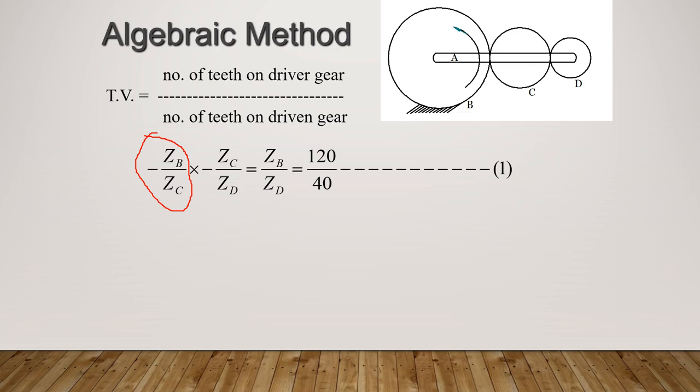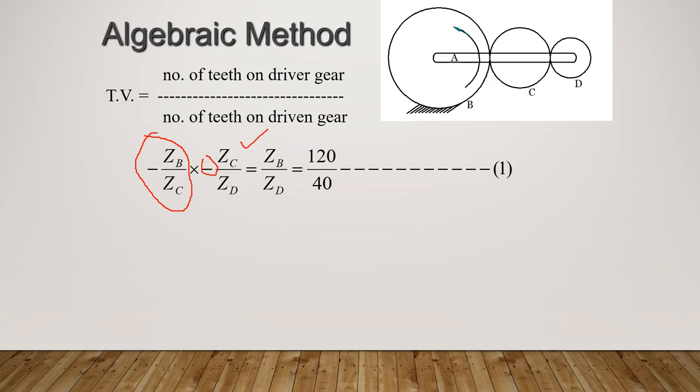Multiply that to the ratio of the second combination, that is the combination of C and D. So in C and D, C is your driver gear, D is the driven gear. So it will be ZC divided by ZD. Now if you analyze these two gears with the sense of rotation, if you give clockwise rotation to C, D will rotate in the anti-clockwise direction. They are external mesh, so they will have opposite direction of rotation. So put a negative sign.